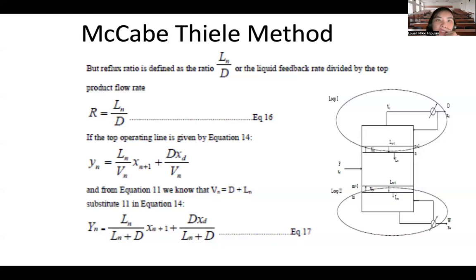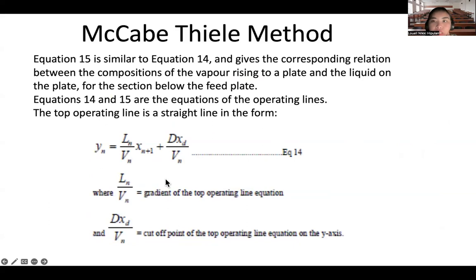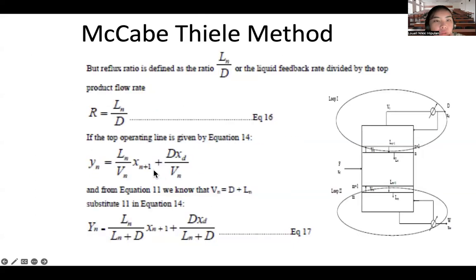incorporate the reflux ratio. Right, we said earlier that the reflux ratio is the ratio of the liquid that is returned to your column divided by the distillate, which is Ln divided by D. So, this is your reflux ratio. R is equal to Ln divided by D. If we're going to focus here on the top operating line, we have this equation 14, right? This was derived a while ago. We should incorporate the reflux ratio into our equation 14.